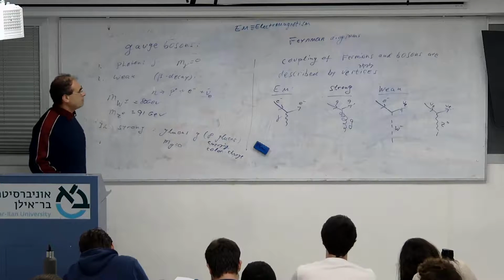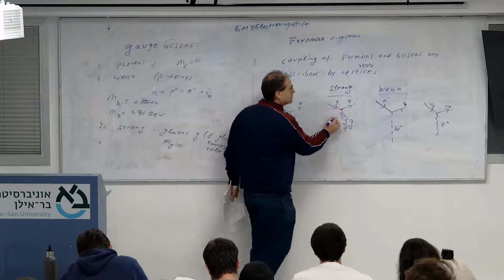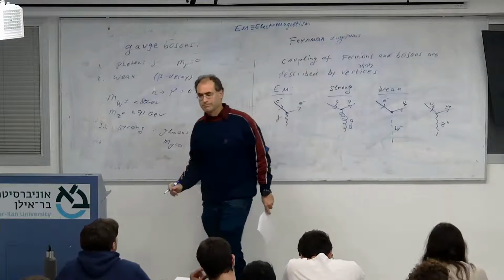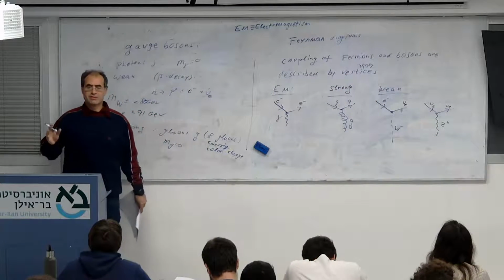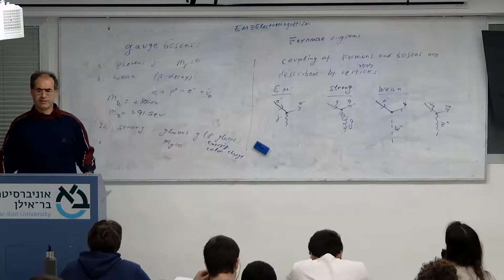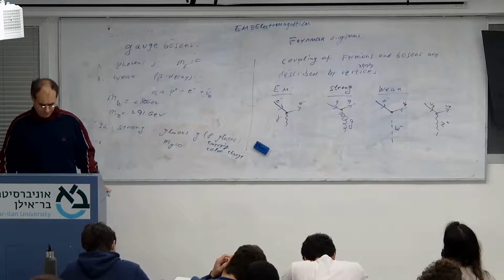So note that we always have vertices of 3 points. So it's very simple vertices. It's always 3-point vertices. We never have vertices of 4, 5, and 6 points. Only 3-point vertices, so only one single particle is emitted or absorbed. Okay.